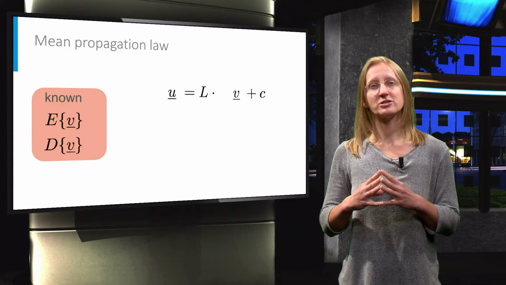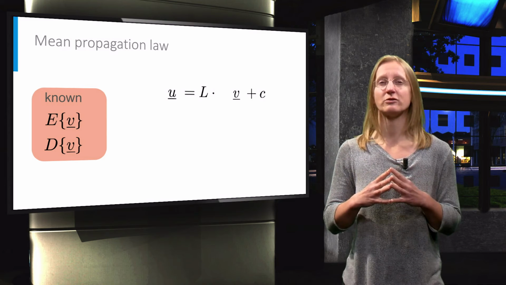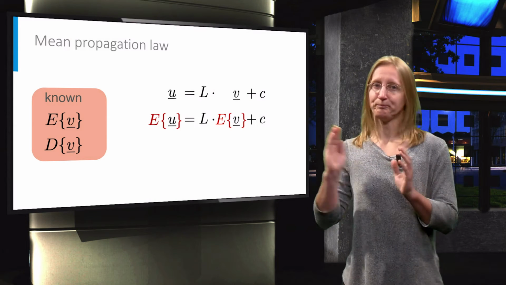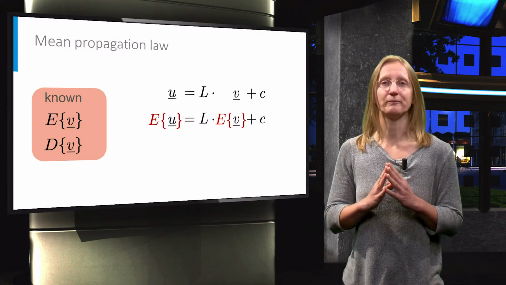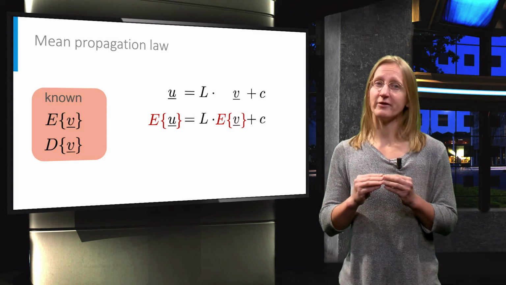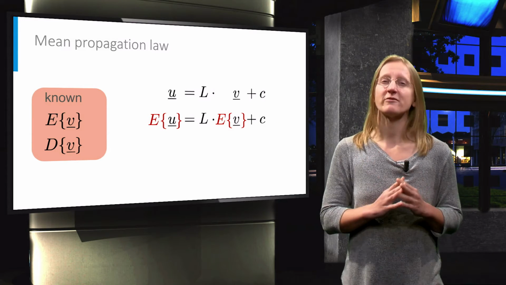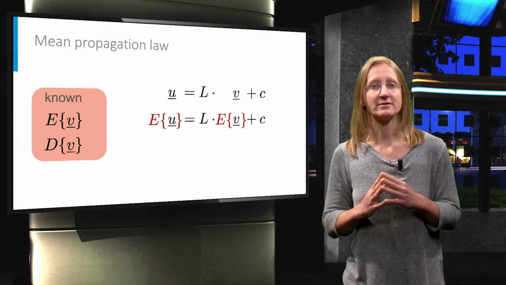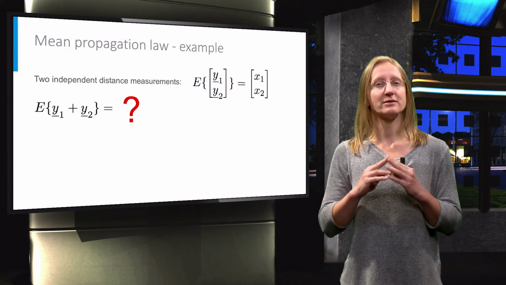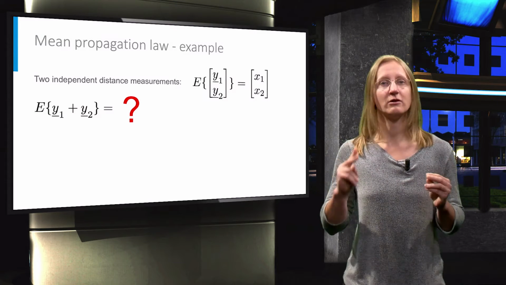So starting with the mean propagation law. The mean propagation law tells you how you can determine the mean or expectation of u if you know the mean of v as follows. Rather simple, just applying the expectation operator to both random vectors in the equation. Now remember the following example from the exercises, where we took the sum of two independent distance measurements and we are interested in the expectation of this sum.